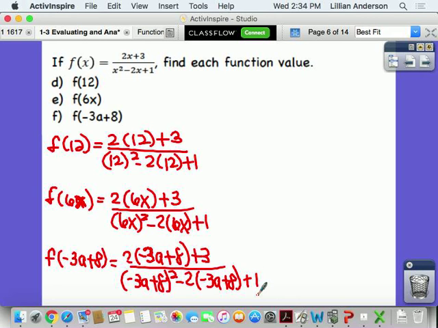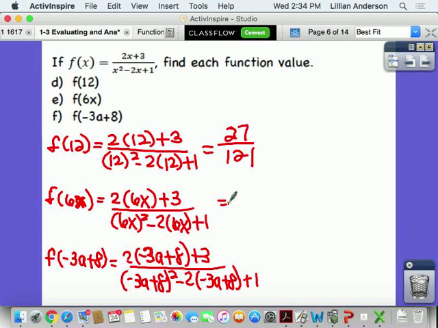The first one, f of 12. What'd you guys get? 27 over 121. Anybody use the calculator to see if that reduced? Yeah, but it didn't. You should convert it back to a fraction. Yeah, it doesn't. Okay. What about this one?